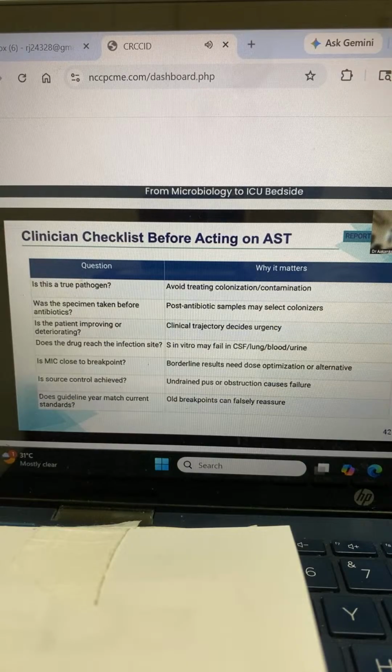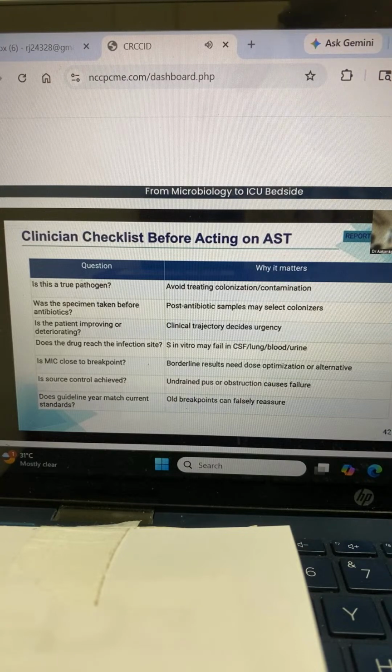Now, the lab has to maintain quality control and a checklist, but a clinician should also remember a checklist before jumping onto the AST. Are you treating a true pathogen or a colonizer? Was the specimen taken before or after the initiation of antibiotics? Is the patient improving or deteriorating with the treatment that you started? Does the drug reach the infection site?